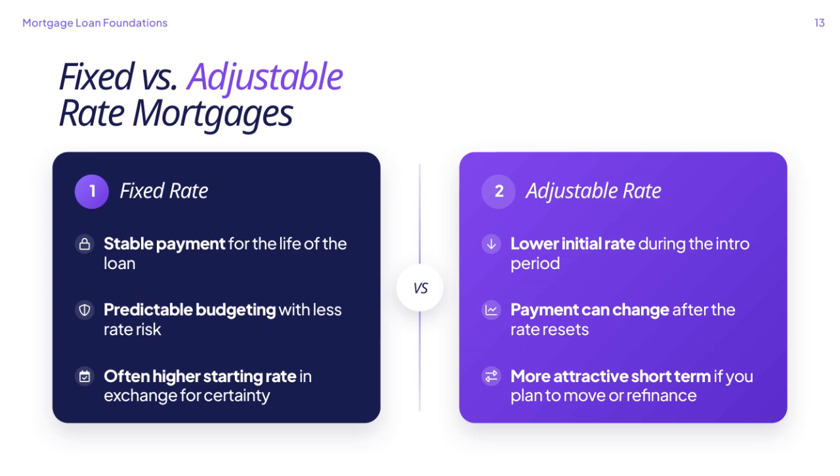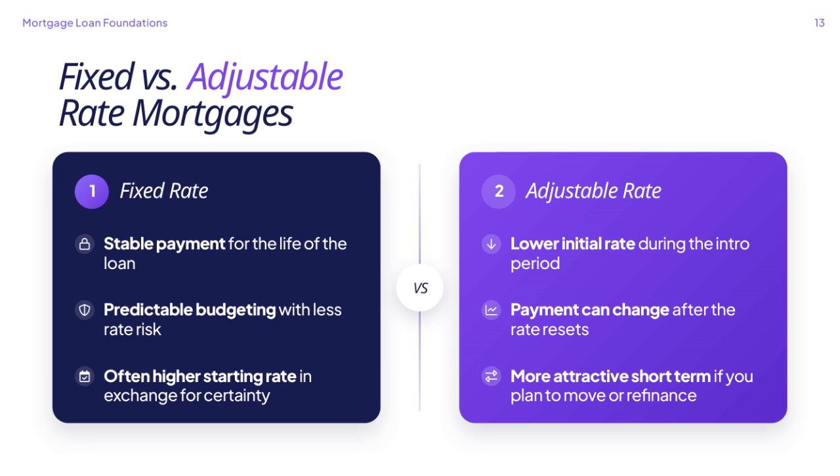With a fixed-rate mortgage, your interest rate stays the same for the entire life of the loan. This means your monthly payments remain stable, which makes budgeting simpler and reduces the risk of sudden increases in your payment. Because of this certainty, fixed-rate mortgages often start with a higher interest rate compared to adjustable loans.